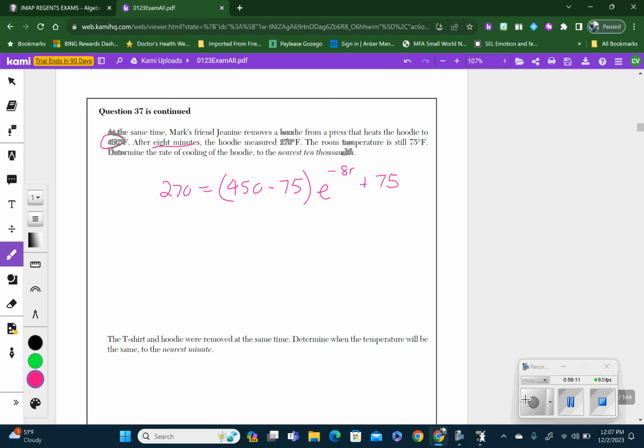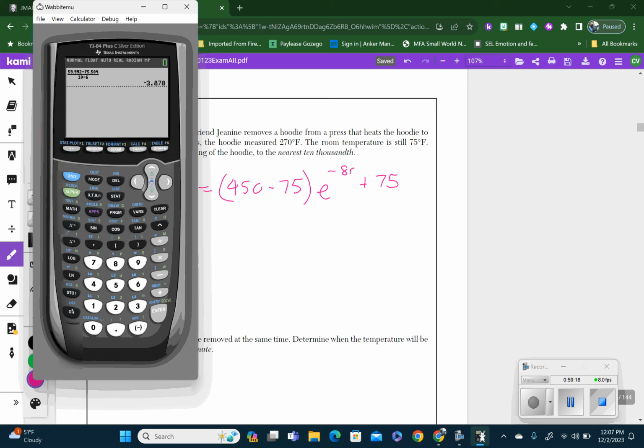Now, this does not tell us to do this algebraically. So you can put this straight into the calculator. I'm just going to go through this with you, right? So you go to y equals, everything that's there, let's just clear it. So we're going to put 270 in for the y1, because that is the hoodie measurement. And then for the second one, we're going to put in the second equation, which is 450 minus 75, and so on.